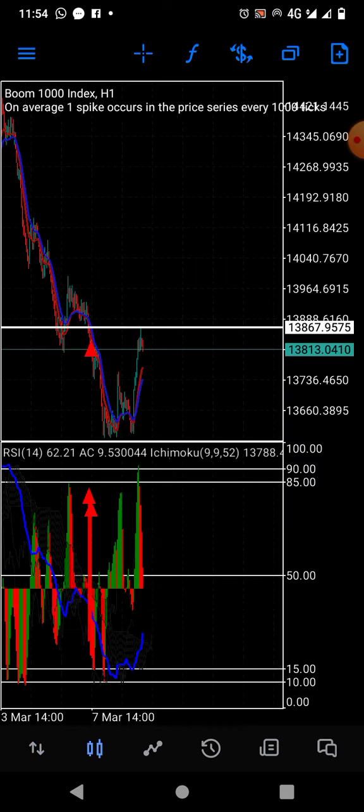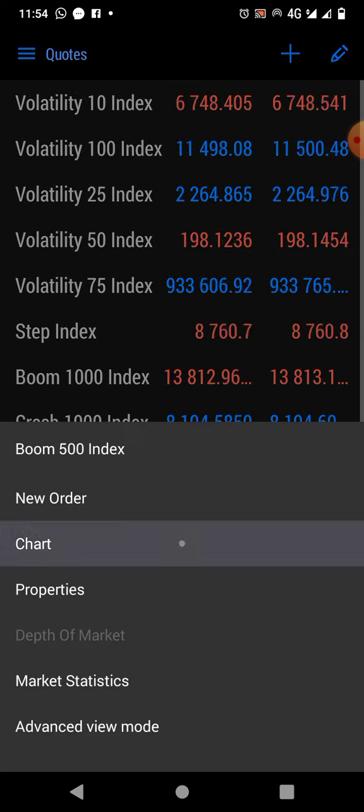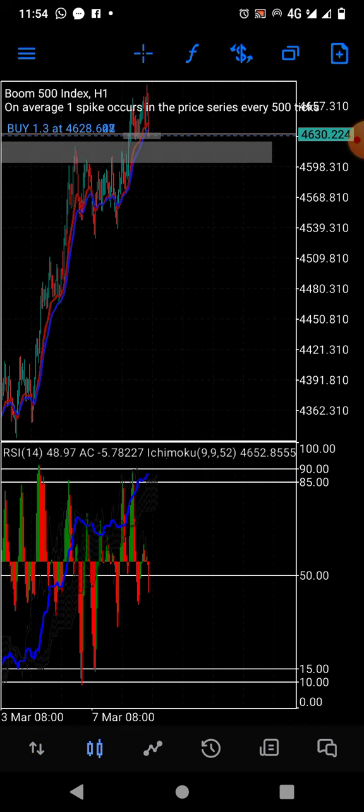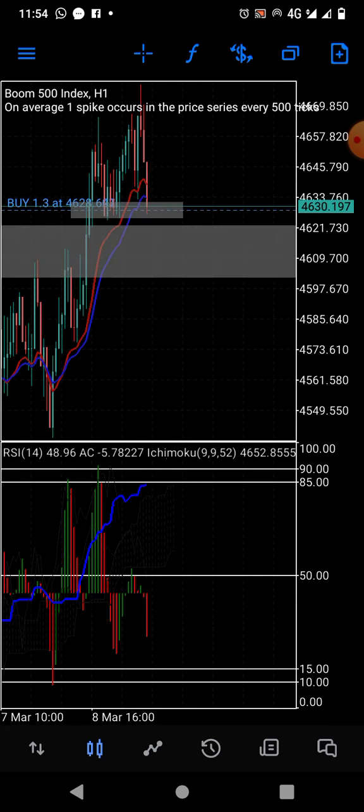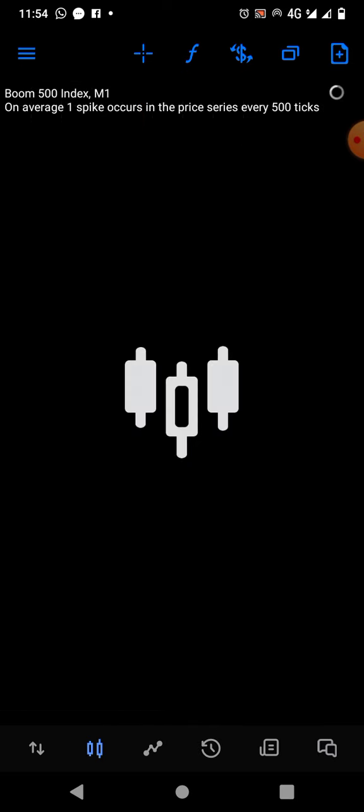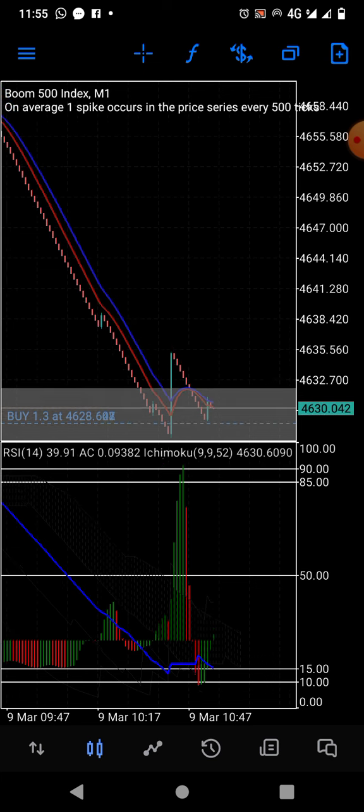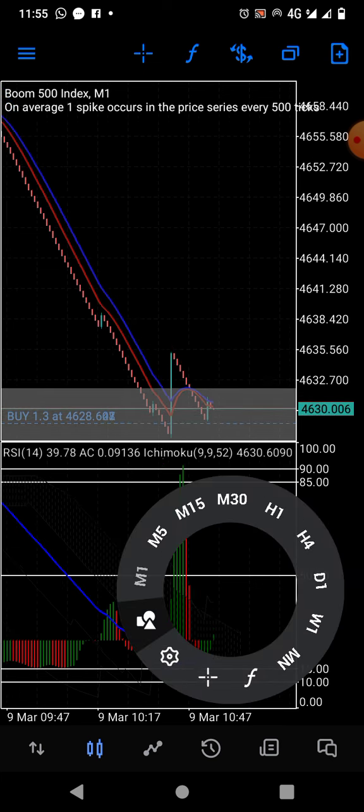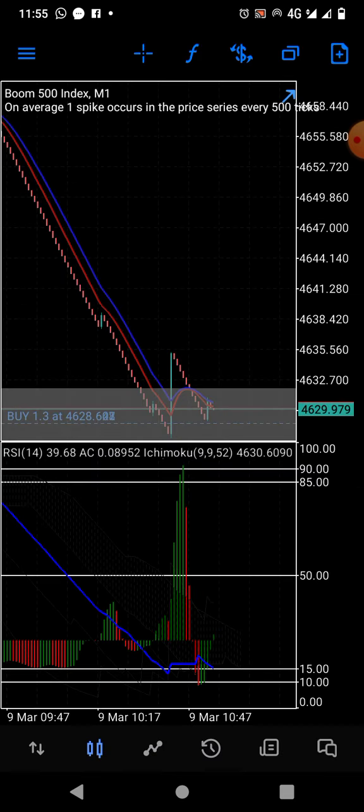So if you can see on a Boom 500 here, we are on a resistance support level on the 1 hour time frame, and also bouncing off the moving average on the 1 hour time frame. So based on the confirmation of this strategy or these indicators, as you can see, I've put my entries in, because we are on the buy zone. The indicators are on the buy zone, as you can see, guys.